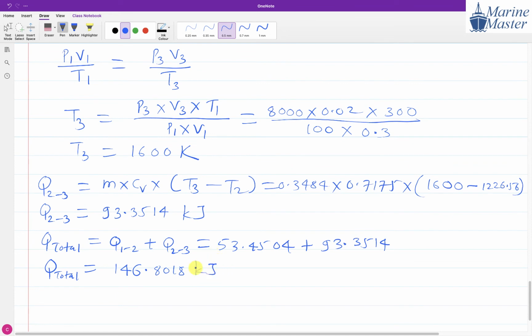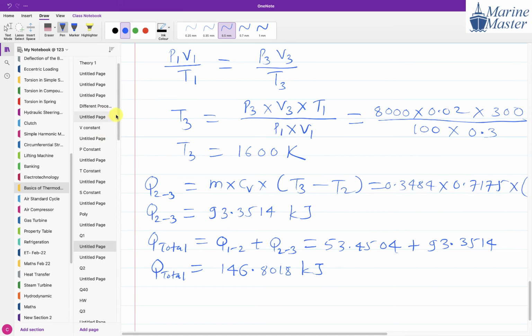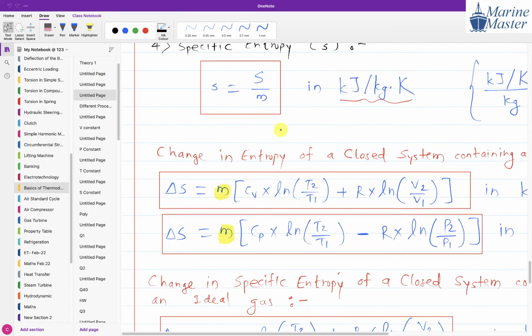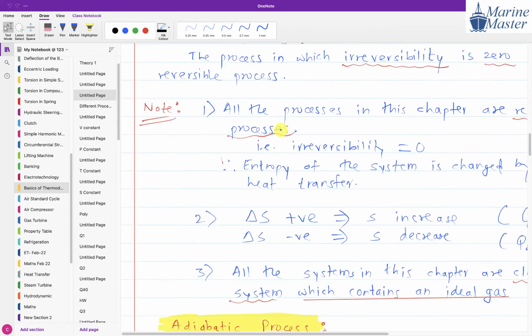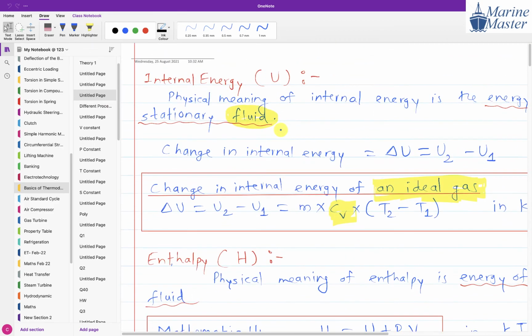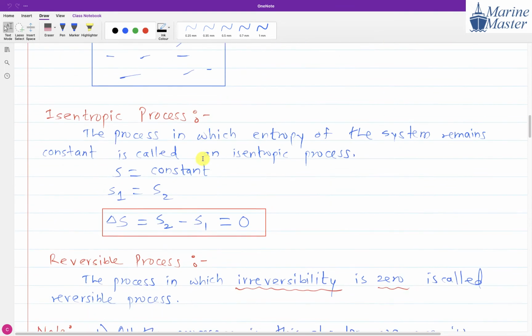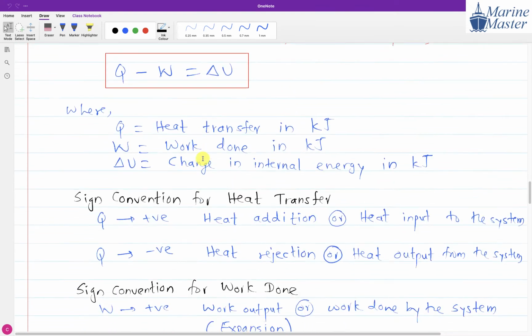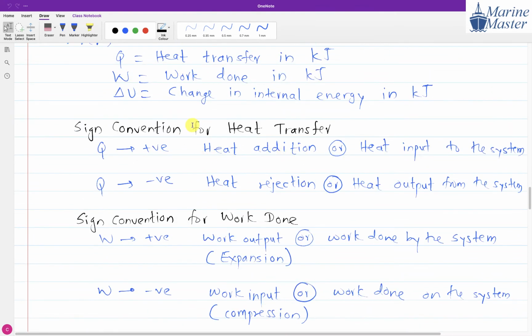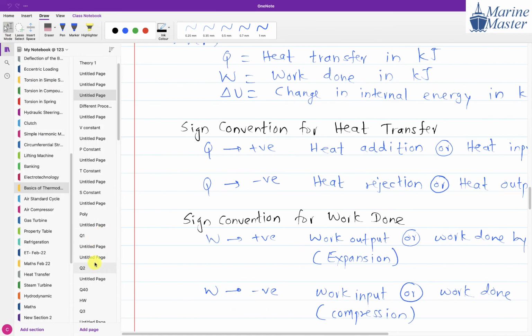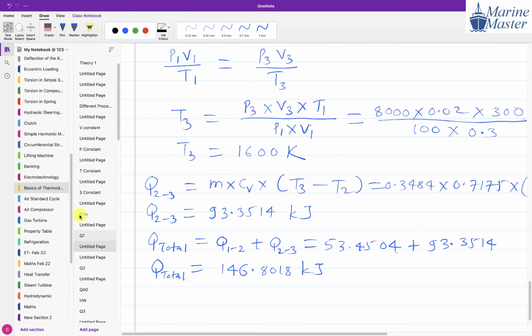So we got Q total, and Q total is positive. If you remember the sign convention for Q that we have written, here if we are getting a positive Q, it means heat addition.